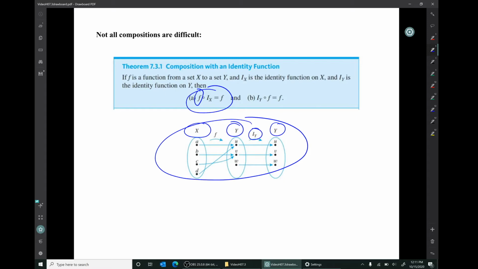So f composed with the identity function is just f. And similarly, if I compose the identity function with f, the other direction, I get f again.